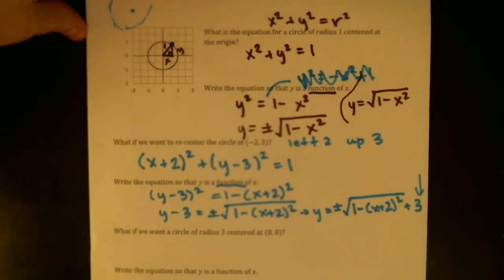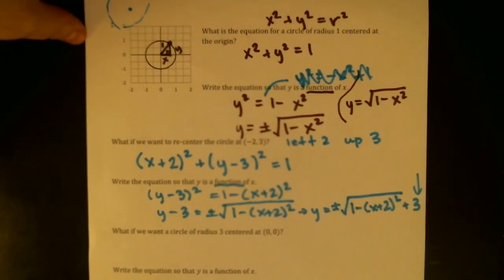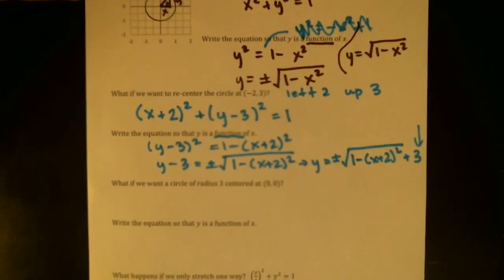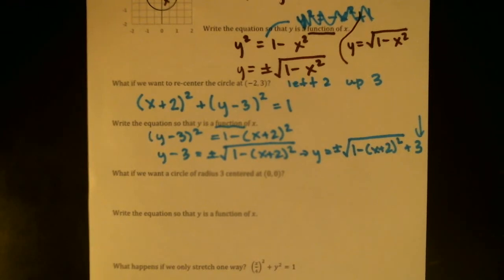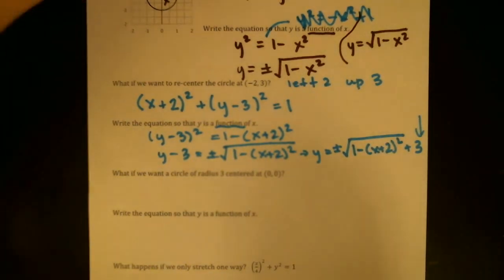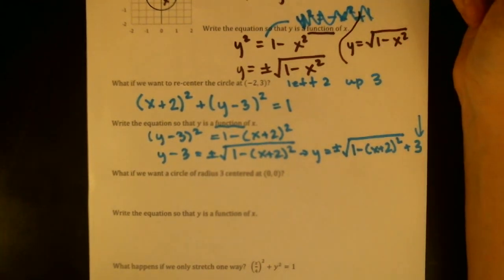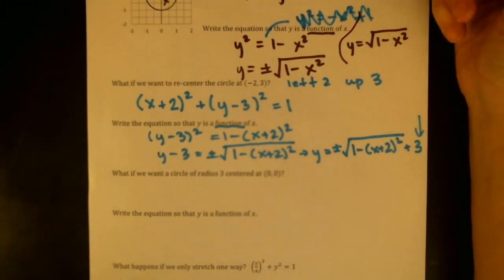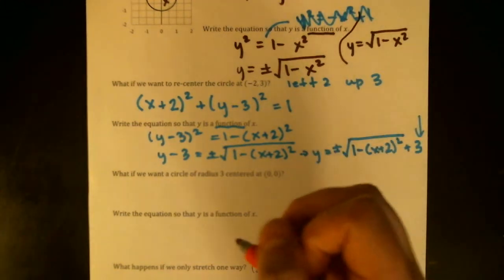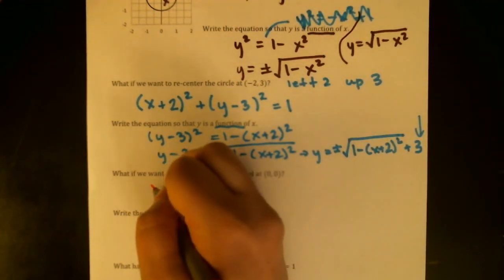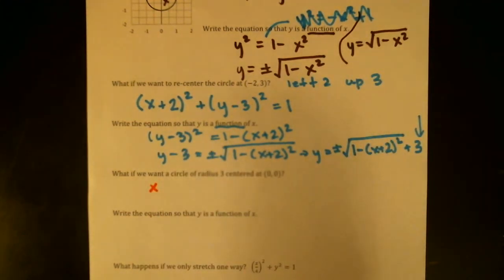Okay, so we can shift a circle, that recenters it. We can also change the size of the circle. So if we want the circle to have a radius 3 and still be centered at the origin, what we need to do is stretch it. We need to stretch it both directions. So we want to do a vertical stretch by 3. The radius was originally 1. We want it to be 3.